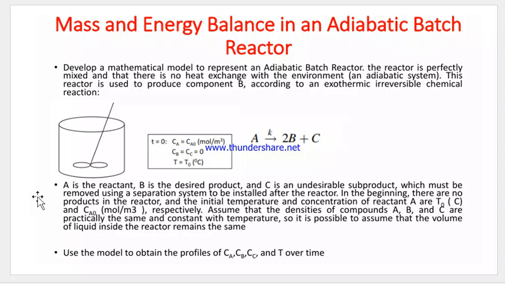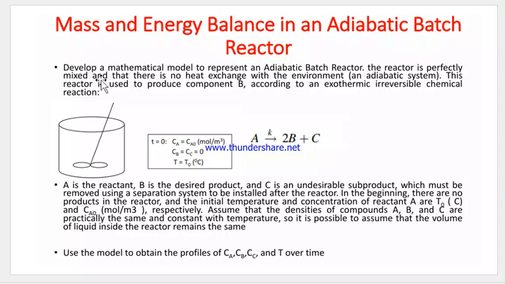In the beginning, there are no products in the reactor, and the initial temperature and concentration of reactant A are T naught and Ca naught in mole per meter cube, respectively. Assume that the densities of compounds A, B, and C are practically the same and constant with temperature. So it is possible to assume that the volume of liquid inside the reactor remains the same. Use the model to obtain the profile of Ca, Cb, Cc, and T over time.